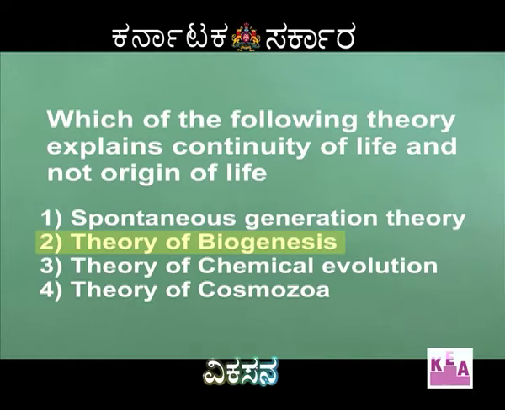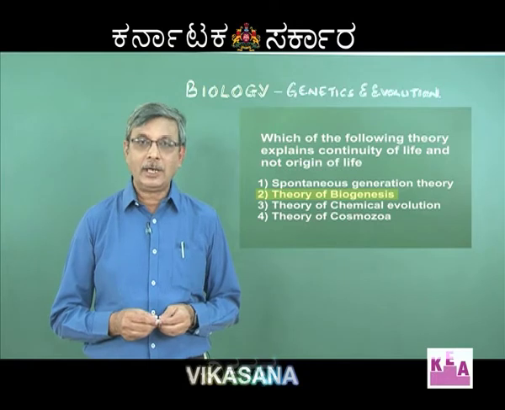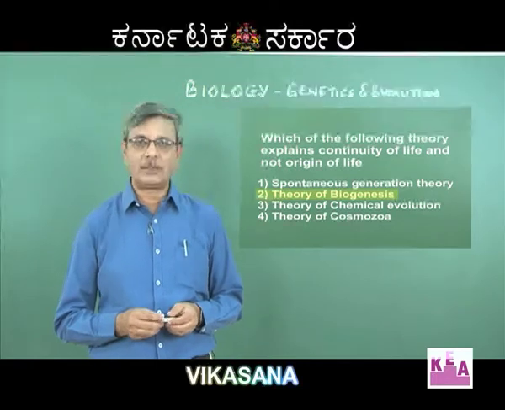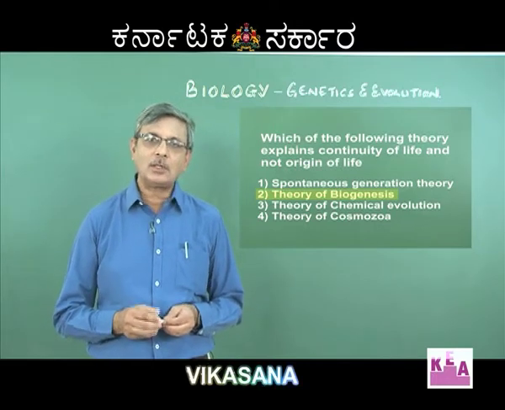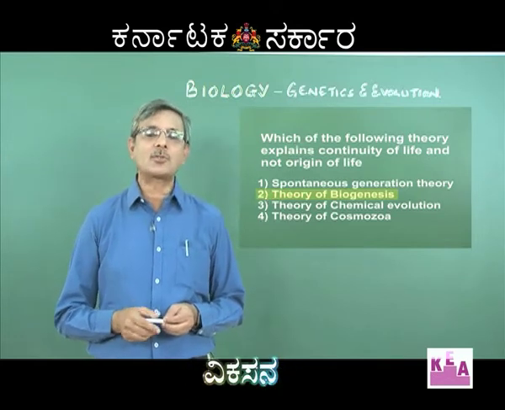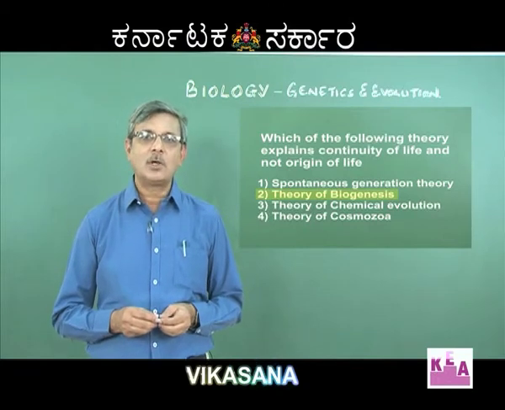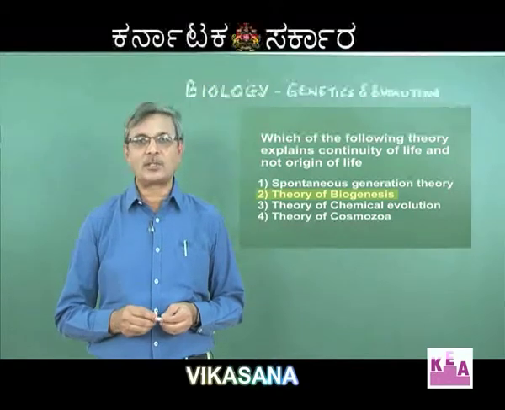Now, let us look into option 3, theory of chemical evolution. This is nothing but the theory of chemical evolution of life proposed independently by Alexander I. Oparin and J.B.S. Haldane. Also remember the place to which Oparin and Haldane belong. Oparin is a Russian scientist, whereas J.B.S. Haldane is a British scientist.